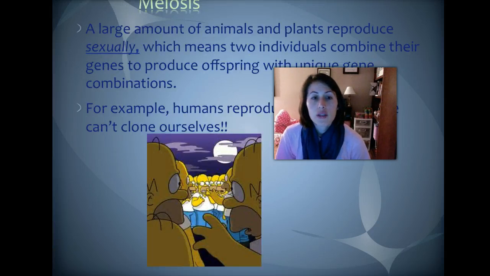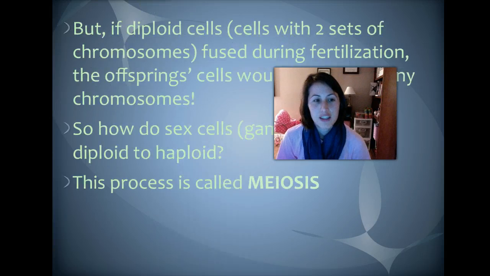A large amount of animals and plants reproduce sexually, which means 2 individuals combine their genes to produce offspring with unique gene combinations. For example, humans reproduce sexually. No, unfortunately, we can't clone ourselves. I know sometimes we wish we could, but we can't.